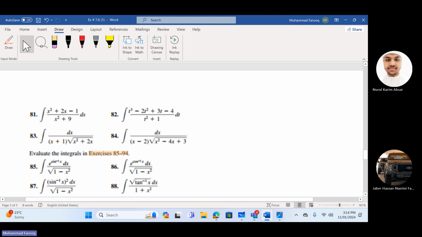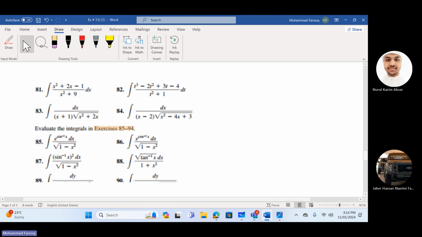Get the idea, please? So kindly, as I told you, from questions 71 to 84, they are all completing the square. This is one package of questions to practice, with the same idea: you need to complete the square first. Get the idea, please? And then shall we go for the next questions?